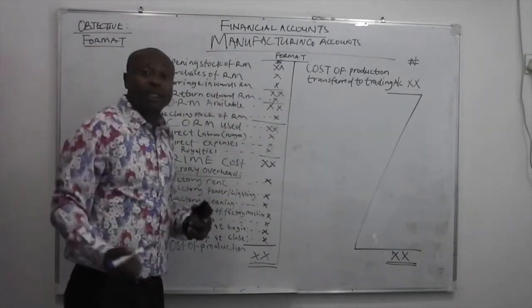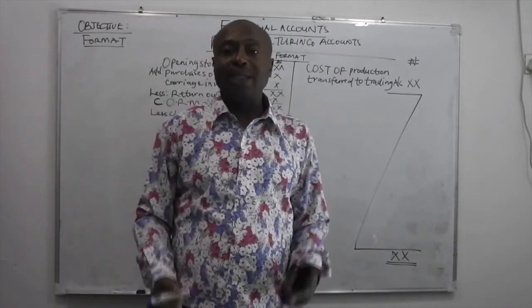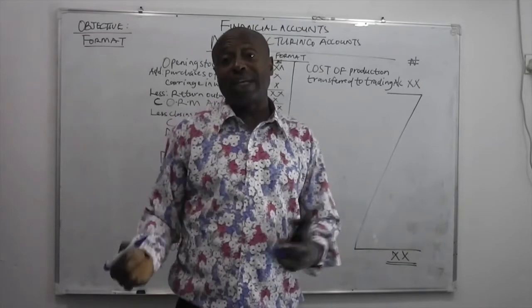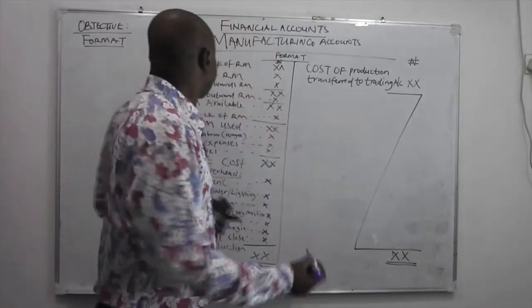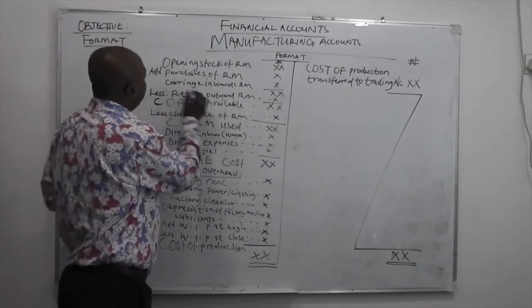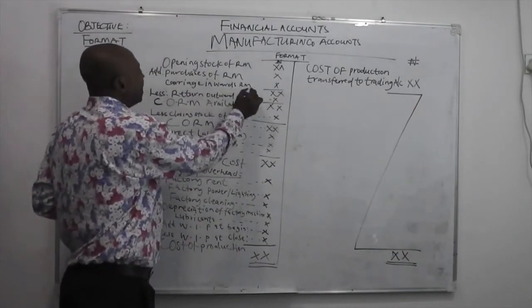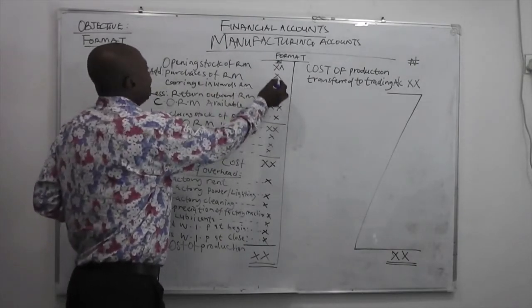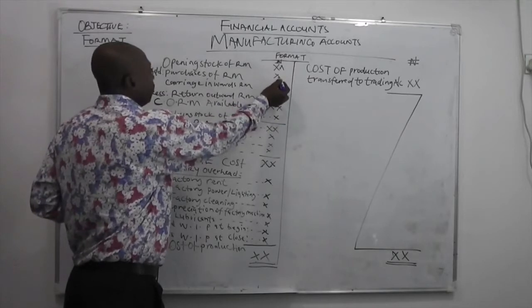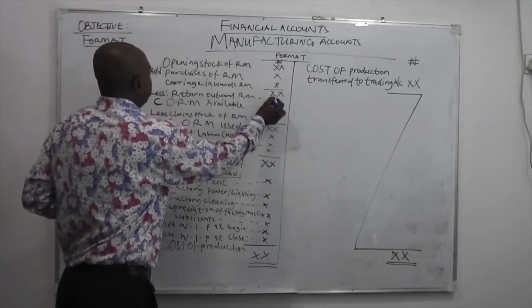Now, the raw material didn't just get to your workshop. You have to transport them using trucks or any public transport. How do you capture that? You capture it under the caption carriage inward of raw material. You add that to the opening stock and the purchases, and then you have this figure.